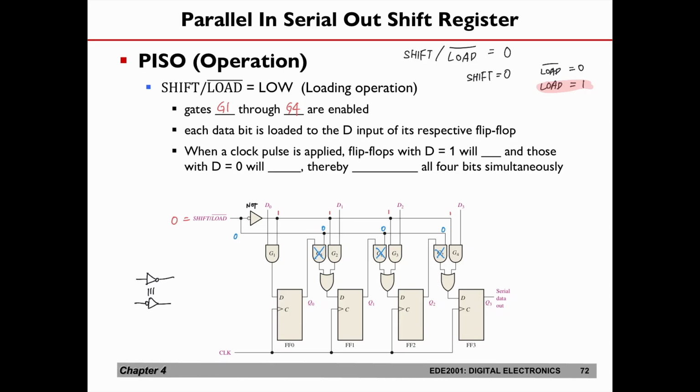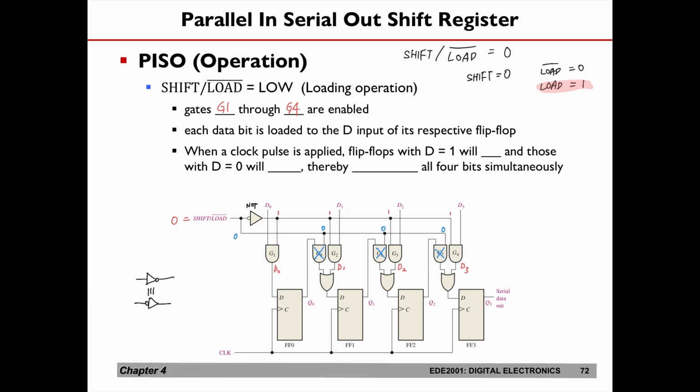So if it is D0, D1, D2, D3. In this case, if D0 is a 0, the output of this is 0. If D0 is a 1, the output of this is a 1. So you can see that the output of G1 is going to mirror D0. Okay, and same thing, this is going to be D1, D2, and D3.